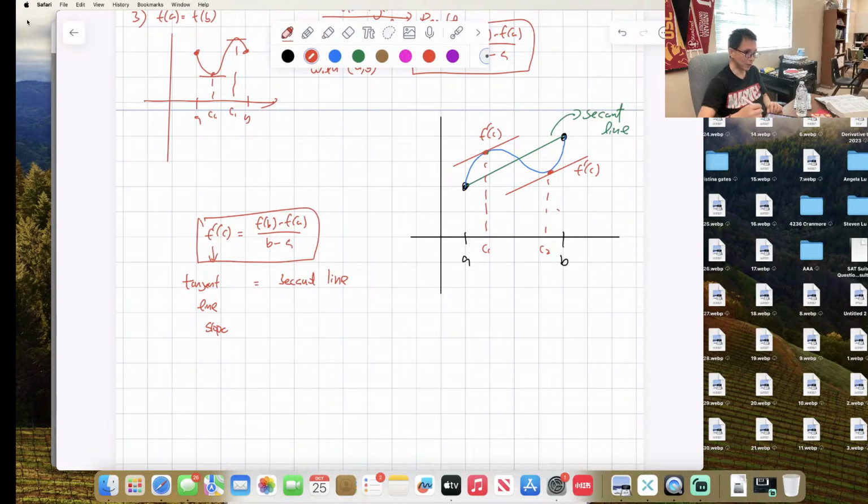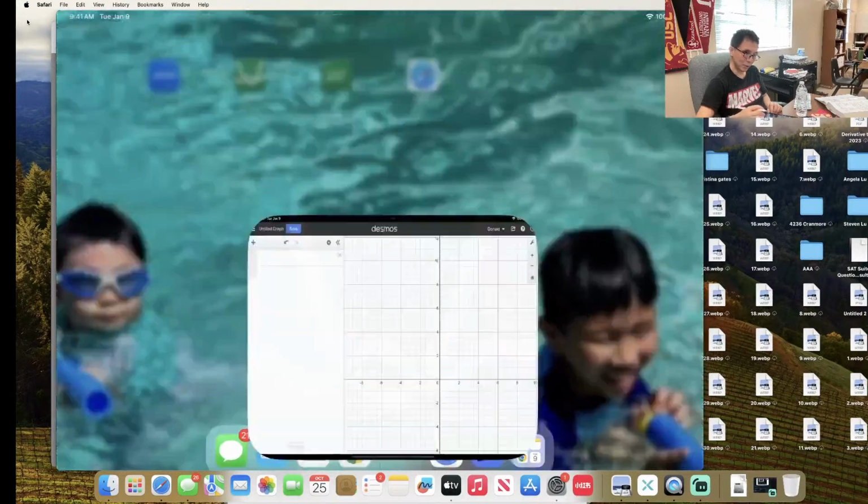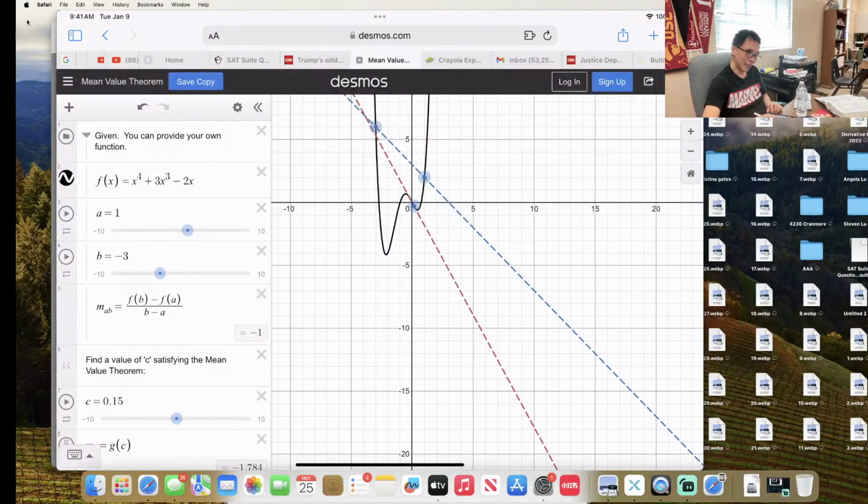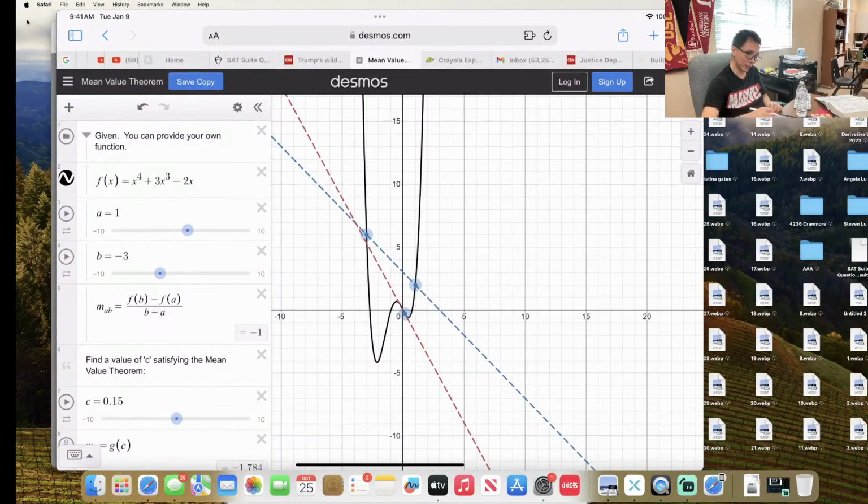Now I'm going to show you that Desmos offers something else. We're going to talk about tangent line slope versus secant line slope, so I'm going to show you a graph. And the nice thing about Desmos is this: Desmos has very powerful tools.